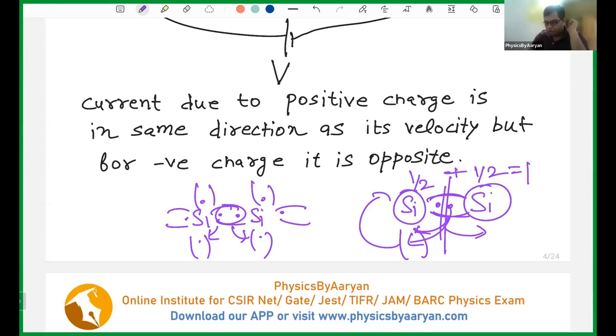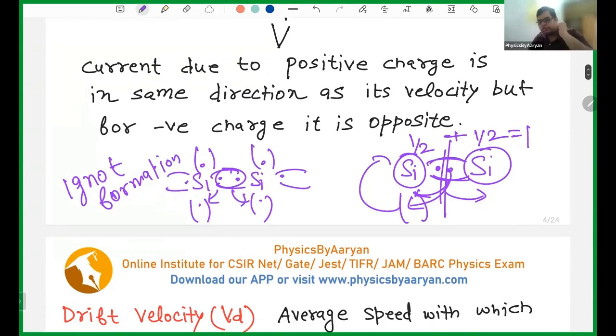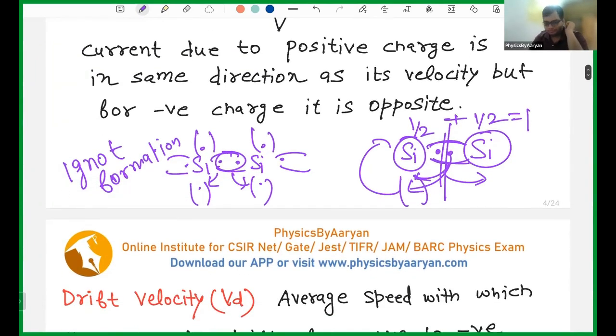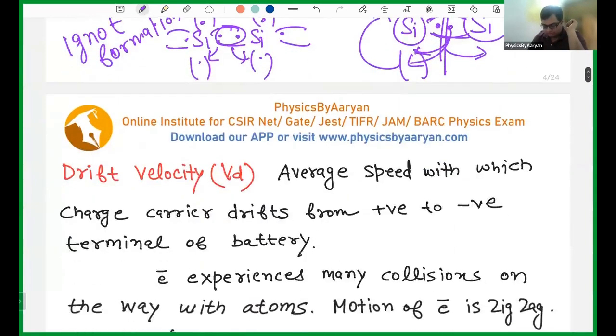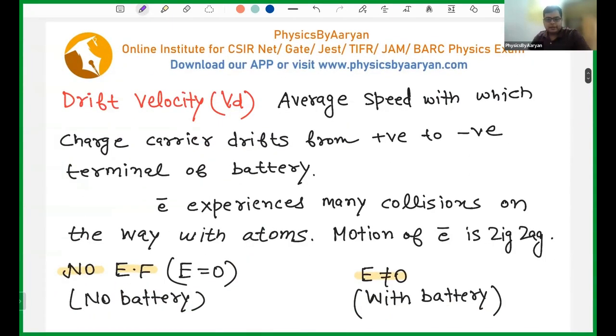You should look at this. Look at the video of ingot formation. Go to YouTube and search how the ingots are made. It's a very cool video where they show you how silicon wafers are made. Good, let's move to the next part.